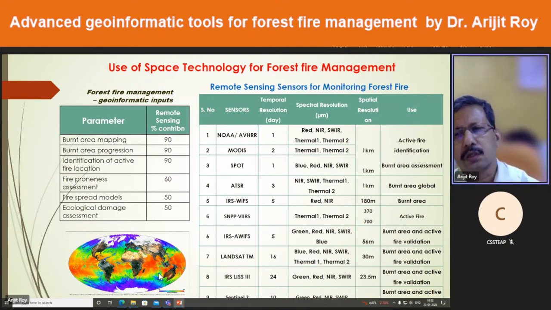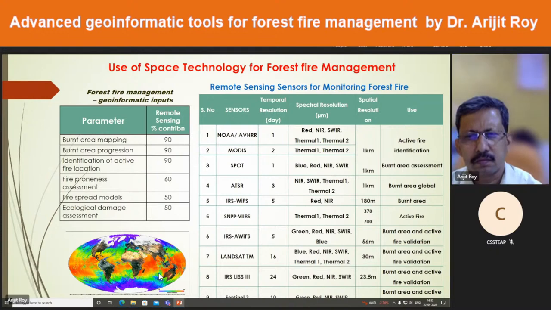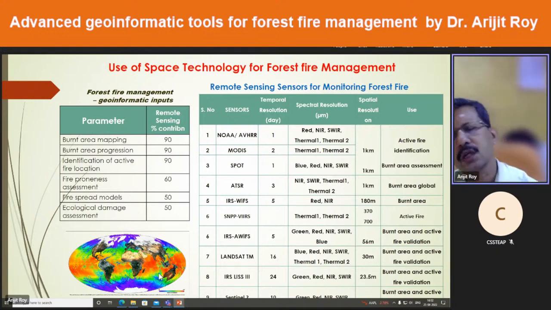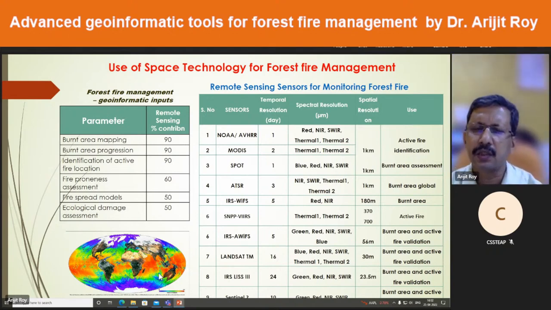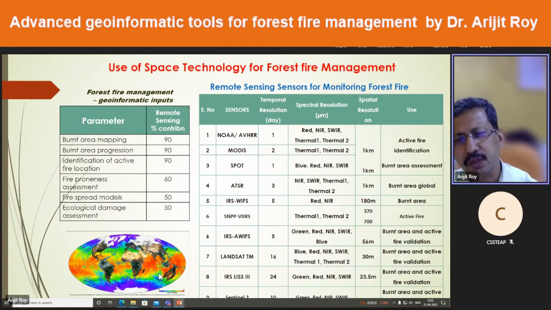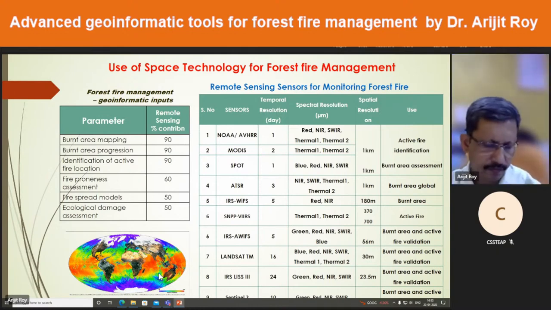But for assessing the burnt area, we need multispectral satellite data which have the SWIR band, the shortwave infrared band. And here we have the IRS AWiFS, Landsat TM, LISS-3, Sentinel-2. There are a number of sensors which are available.